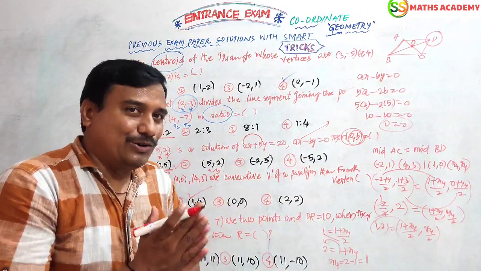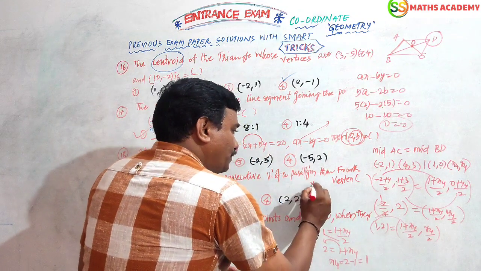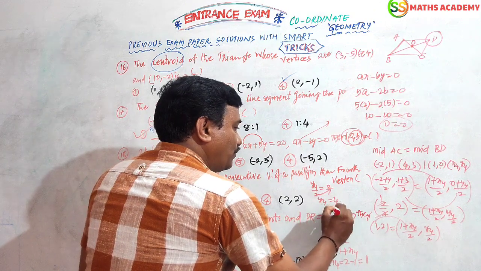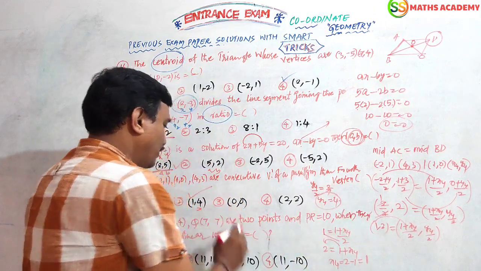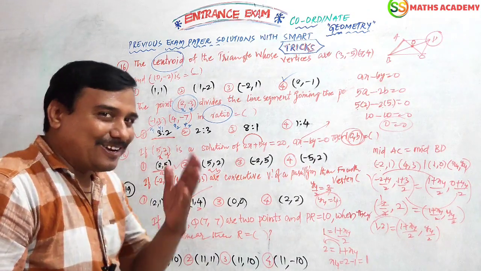Right? Oh, you want to check y also? Okay, no problem. y4 by 2 is equal to 2. Cross multiply, 2 into 2 is 4. y4 is 4. Where is 4? Here. That's it. Next, last but not least.